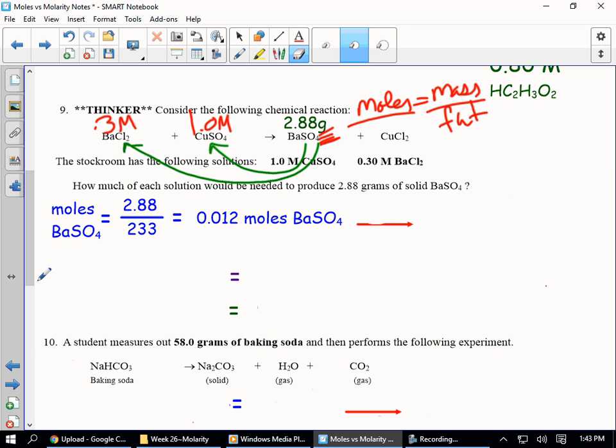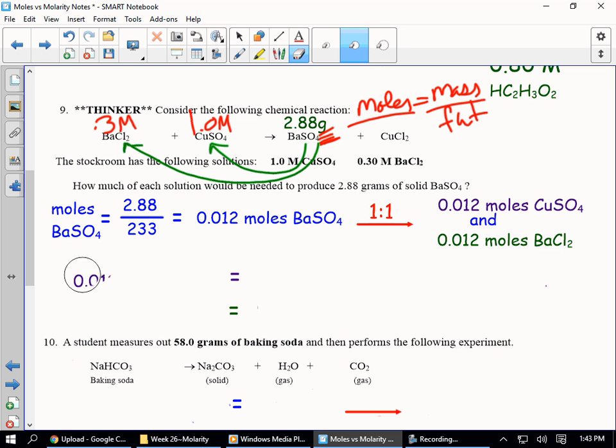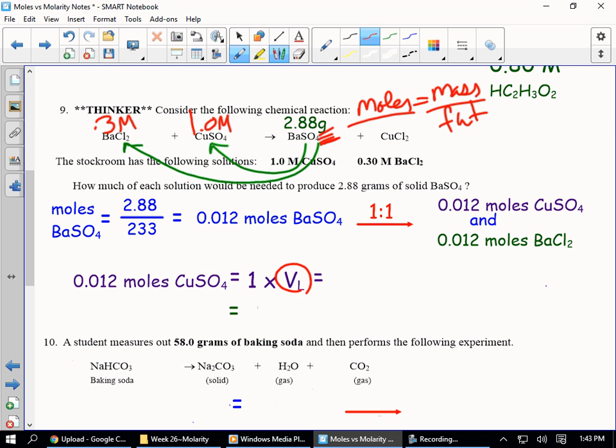Now remember, these both said they're solutions, so we can't do moles is mass over formula weight again. Pause it if you think you know what you're doing, give it a try. All right, so what we see is we have a 1-to-1 ratio here. So I need 0.012 moles of both of these materials, and both of them are solutions. So if I say, hey, I need 0.012 moles of this, that's equal to, I have my molarity and I want my volume, how much of this do I need to measure out to make exactly 0.012 moles of that?